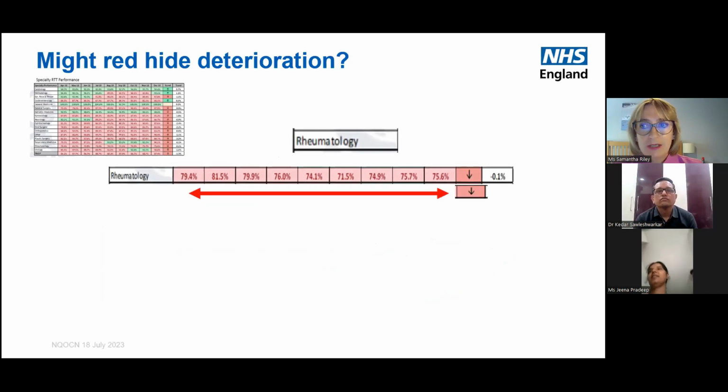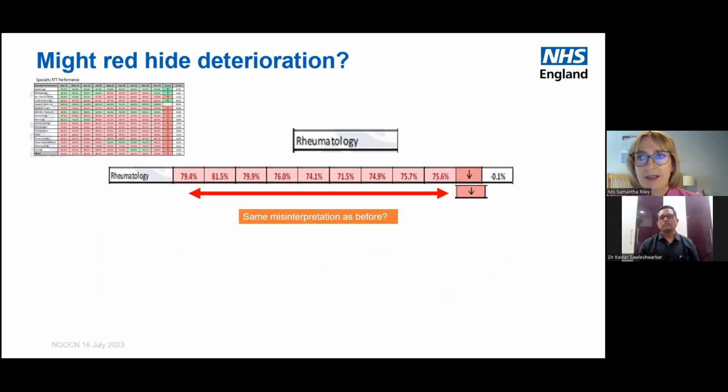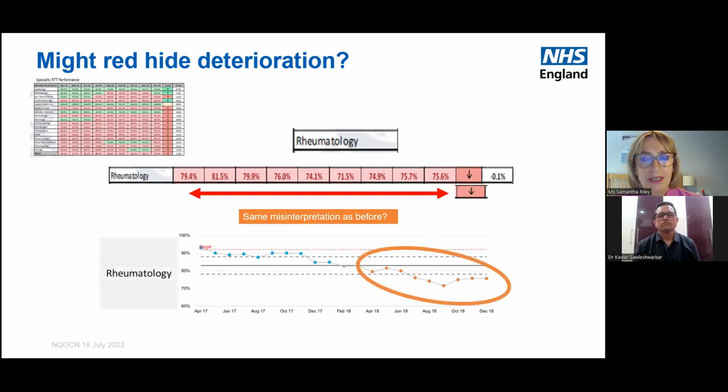Now let's have a look at rheumatology. It looks the same in the RAG report. So we have got all red and we've got a downward arrow. So what are we going to see if we plot the data over time? And I accept that I'm plotting more data in these SPC charts. But look, we see a totally different picture here. Here we've got deterioration that has been hidden by the red.